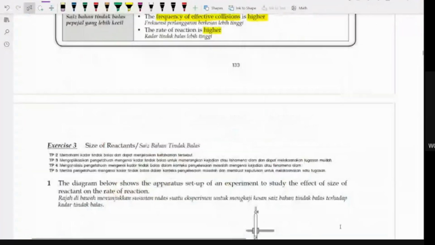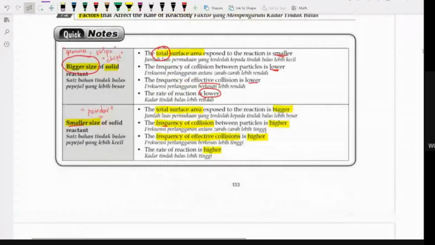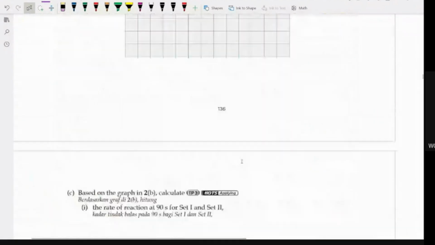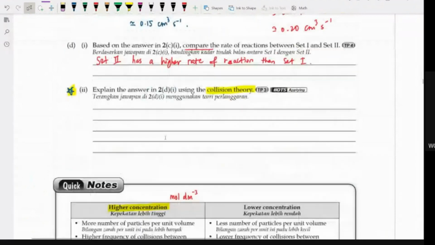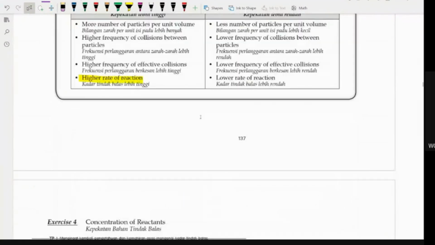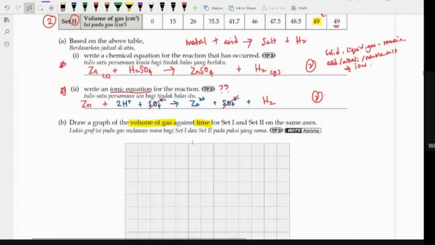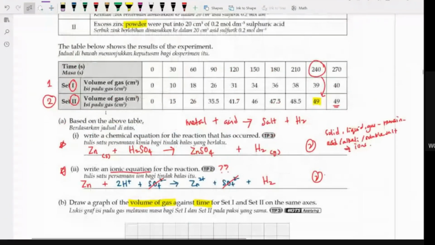Okay, I think it's this one. Size, no? Okay, so we look into them one by one. Page 137. Set 2 has a higher rate of reaction than set 1. Explain your answer using the collision theory. So we look into set 1 and set 2. So what is the difference?